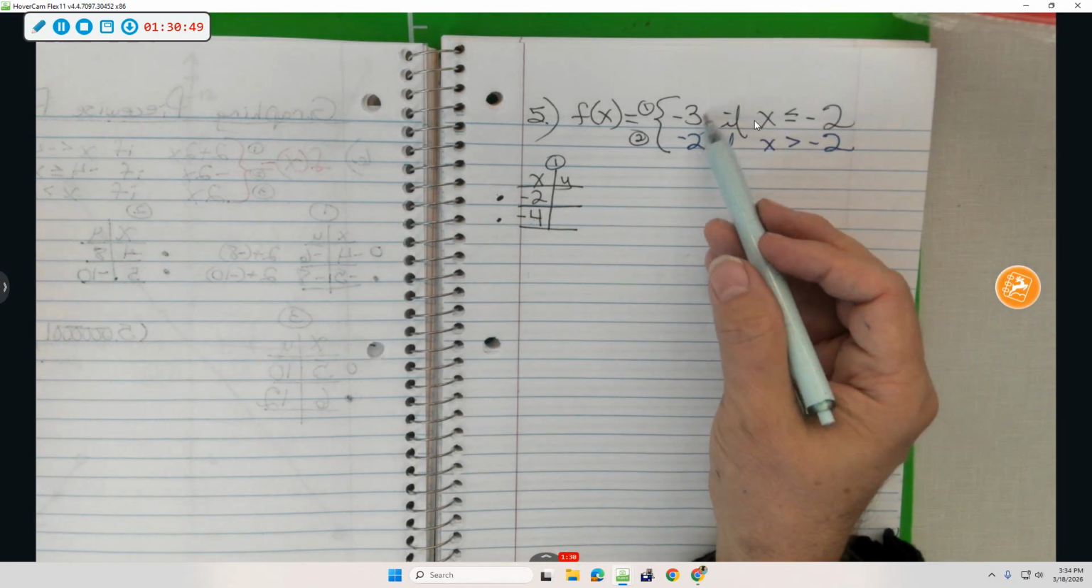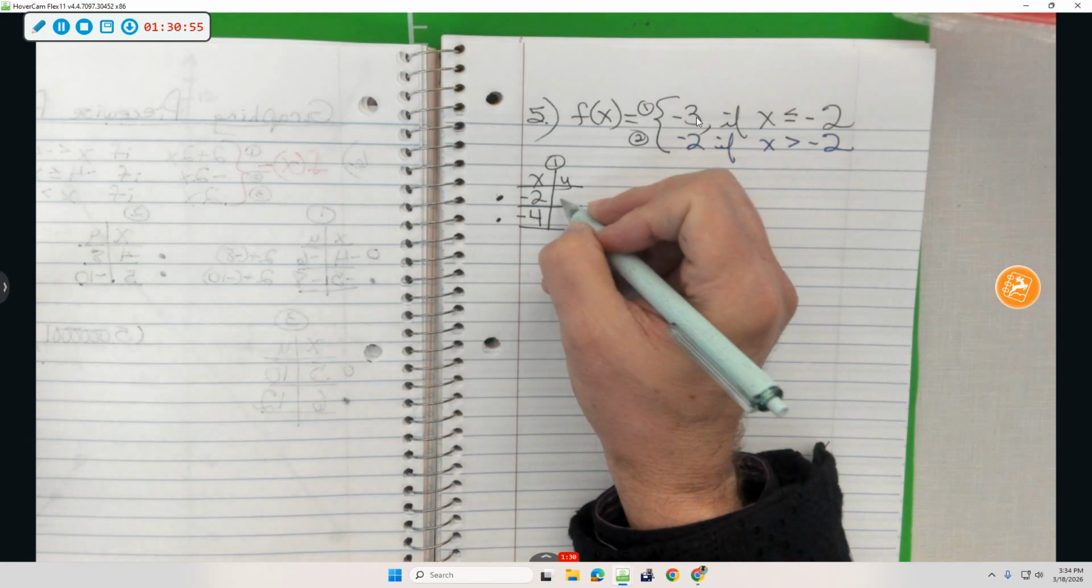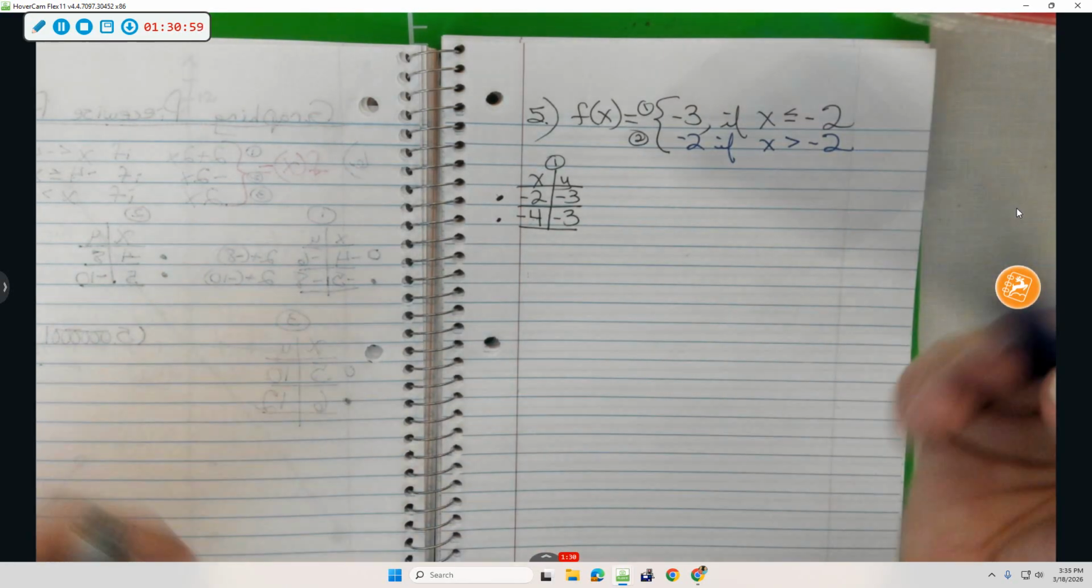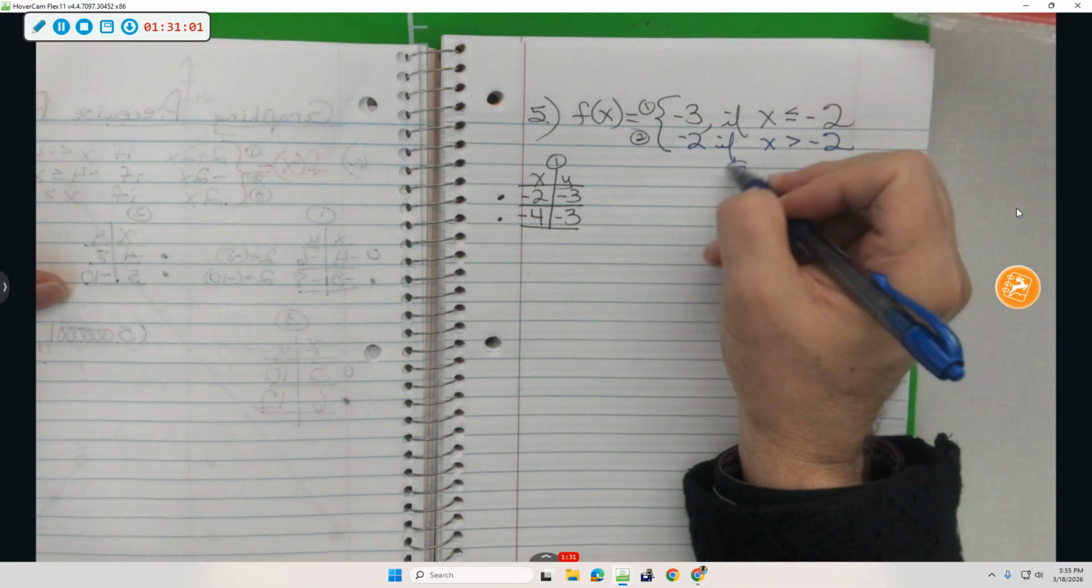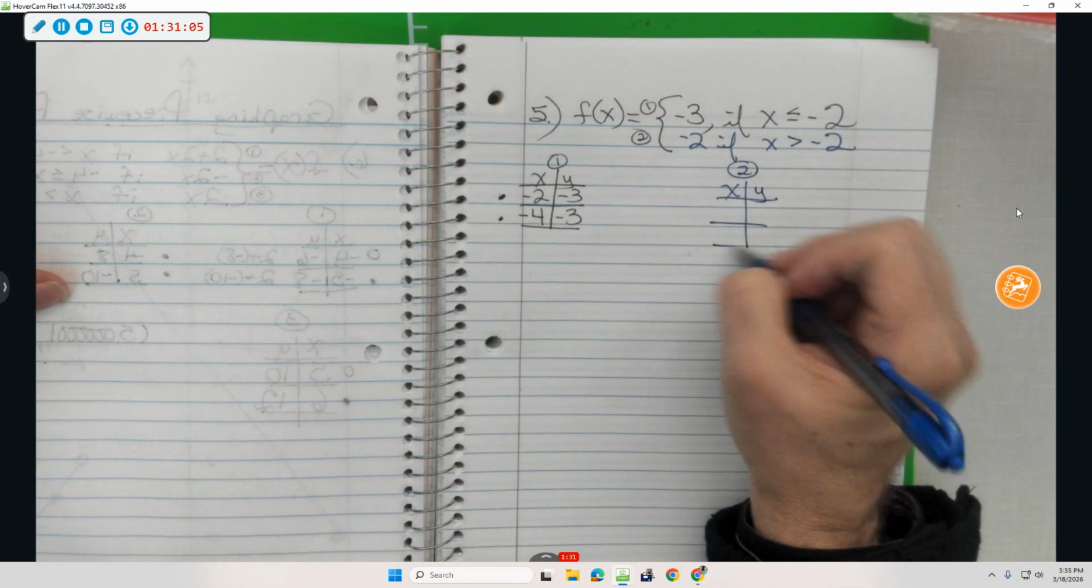Oh, I like this. It's constant. There's no variable to plug in. What are these y values going to be? Negative 3. You know something? Let's make the second table right now also. And then we'll draw the grid and graph the pieces.